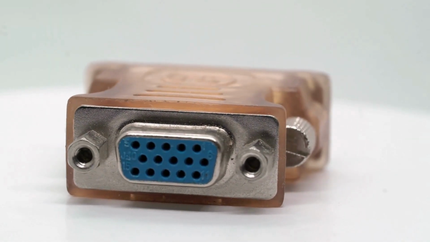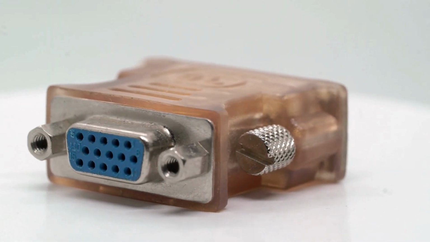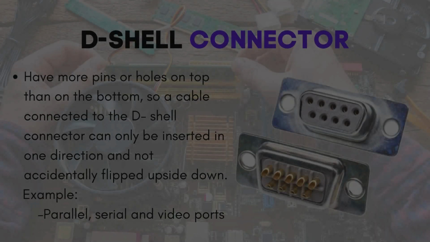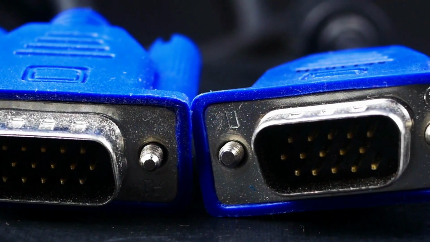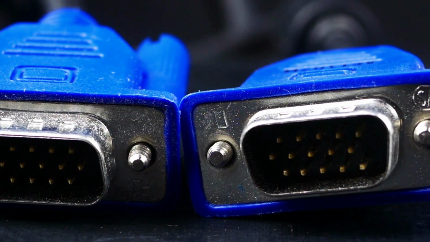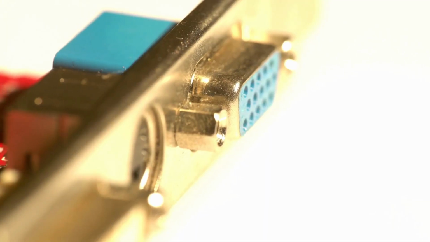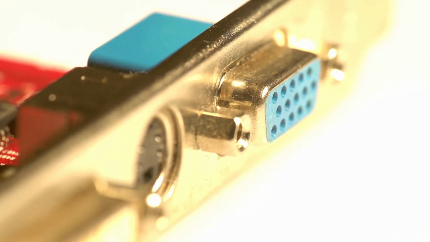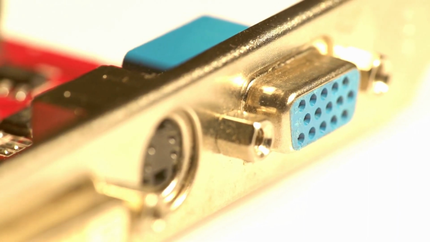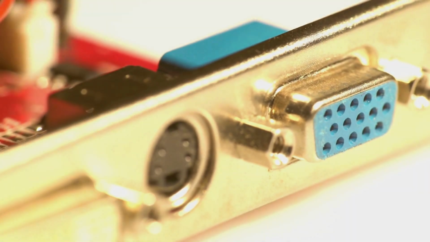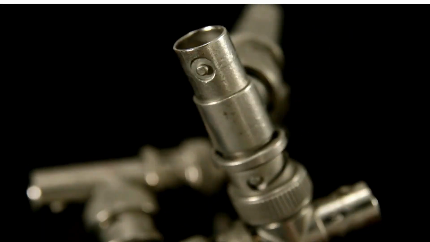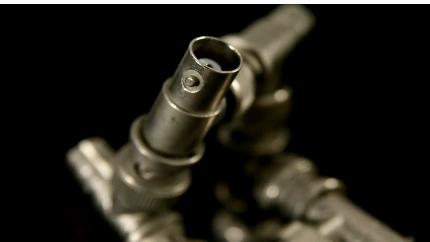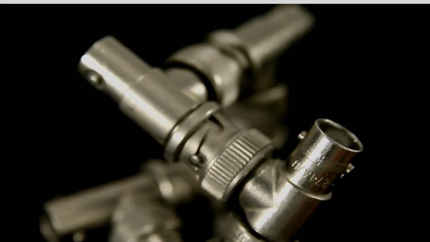Many connectors on integrated motherboards are either D-shell connectors or DIN connectors. D-shell connectors have more pins or holes on top than on the bottom, so a cable connected to the D-shell connector can only be inserted in one direction and not accidentally flipped upside down. Examples: parallel, serial, and video ports. A DIN connector, Deutsches Institut für Normung, is round with small holes and is normally keyed. Example: older keyboard and mouse connectors.